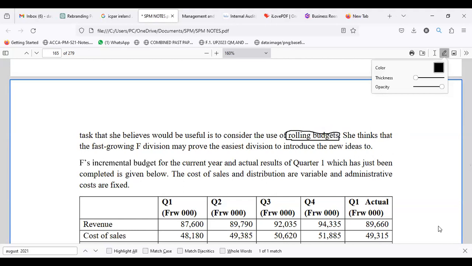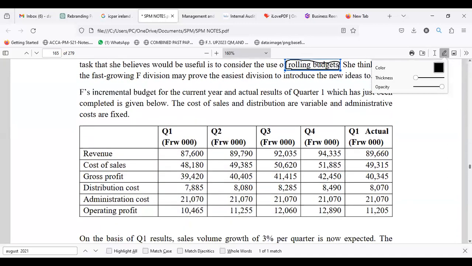So you'd see by design, they have given you actual results for quarter 1, which has just been completed, given below. The cost of sales and the distribution are variable. Administrative costs are fixed, meaning they are fixed in nature. So there is quarter 1, quarter 2, quarter 3 as per the budget, with the actual of quarter 1 highlighted here.